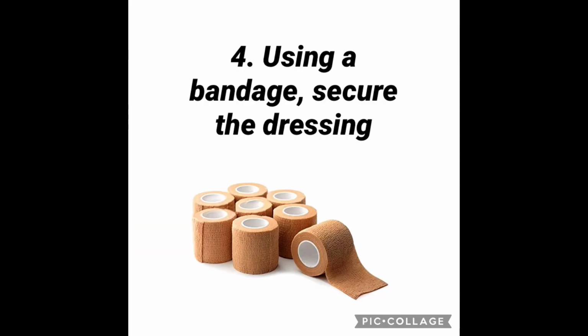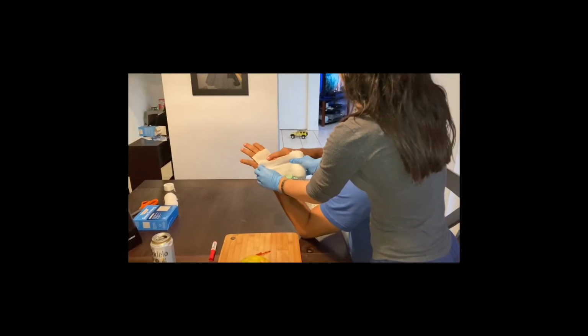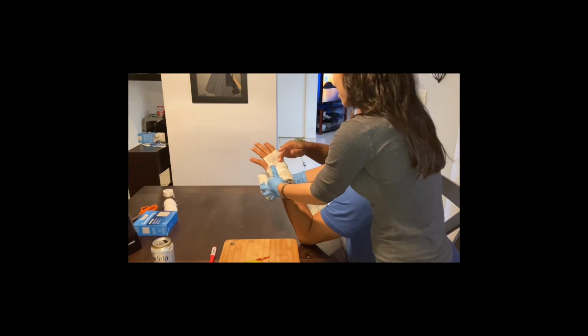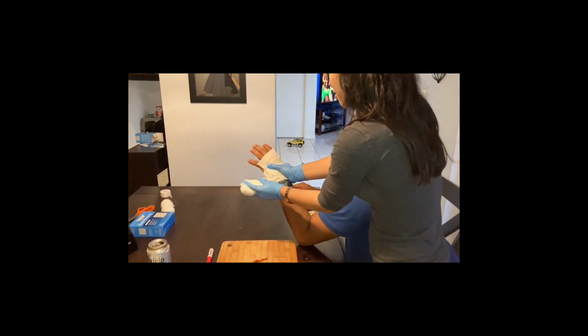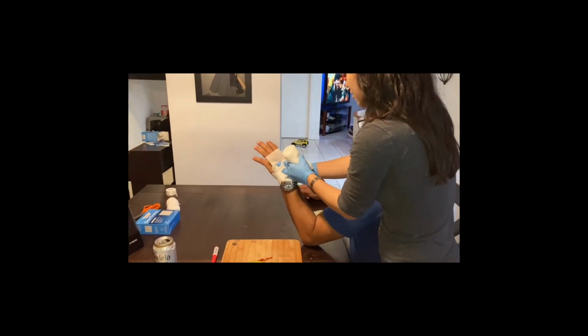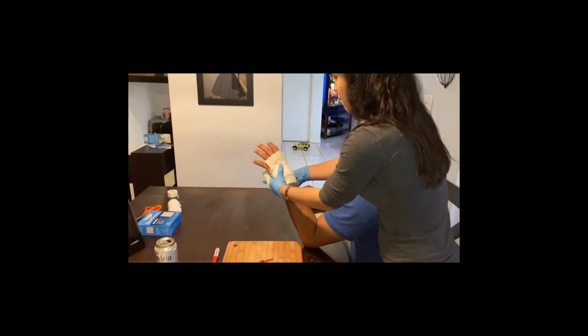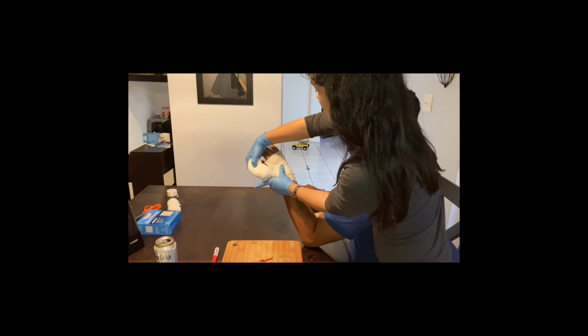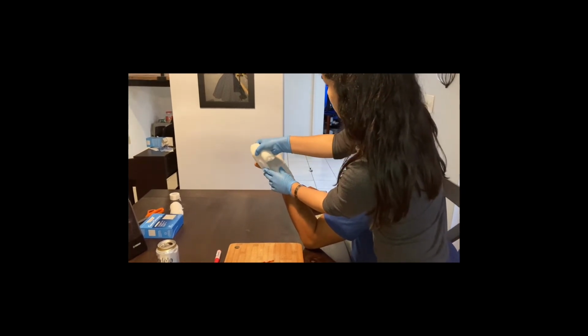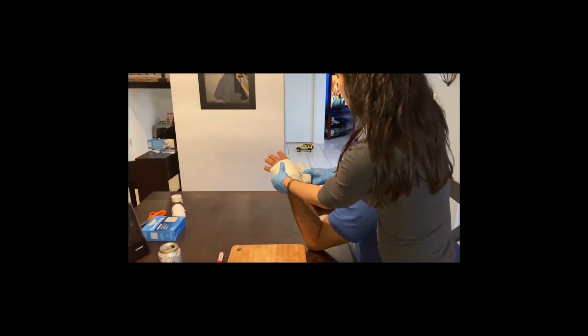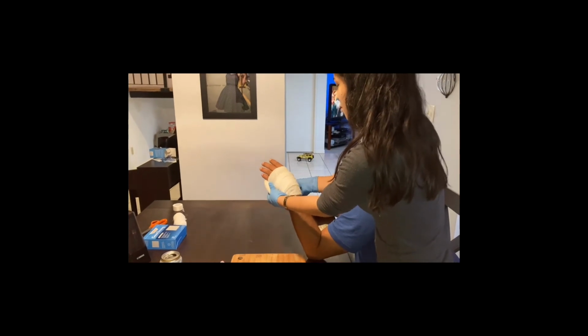Now, in order to secure the dressing, use a bandage. Now, if the patient is conscious and fully aware, then you can ask them to place pressure on the gauze while you take care of the bandage. Now, for this bandaging process, as you can see, here is a figure 8 being done.